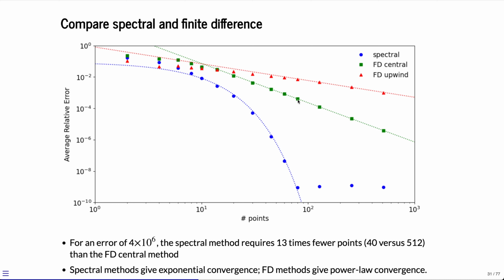Whereas the second order central difference at that same point has an error closer to 1e-3, so you're like 7 orders of magnitude better, at least in terms of the total error. And the upwind has an error of only a little less than 1%. So for an error of 4e-6, the spectral method requires 13 times fewer grid points, 40 versus 512, than the central difference method.